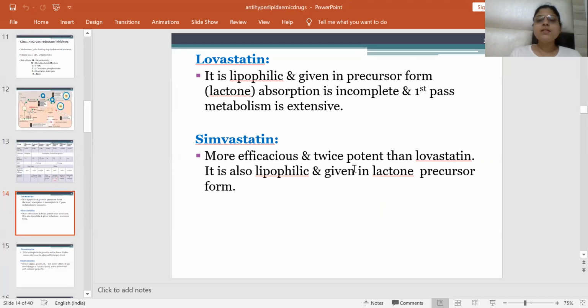Now, lovastatin is lipophilic and given in precursor lactone form. Absorption is incomplete, and it has extensive first pass metabolism. Simvastatin is more efficacious and twice as potent as lovastatin. It is also lipophilic and given in lactone precursor form, and it is more potent than lovastatin.